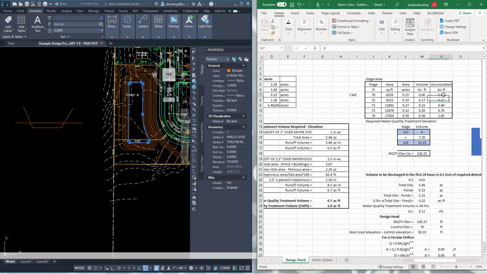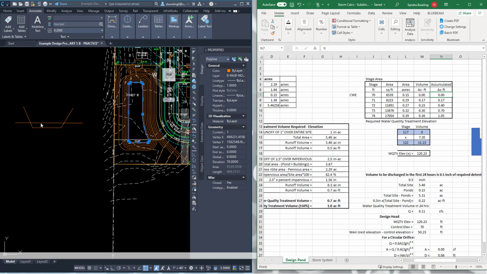And then the next column is the accumulated. So all it does is the first volume, because it's flat on the bottom, there's no volume. Once it starts to stage up, then you can see I take the first volume and add it to the incremental volume, one contour up. And I keep doing that, adding from the next contour volume to the next volume. So these are my accumulated volumes. So it starts out at 0.